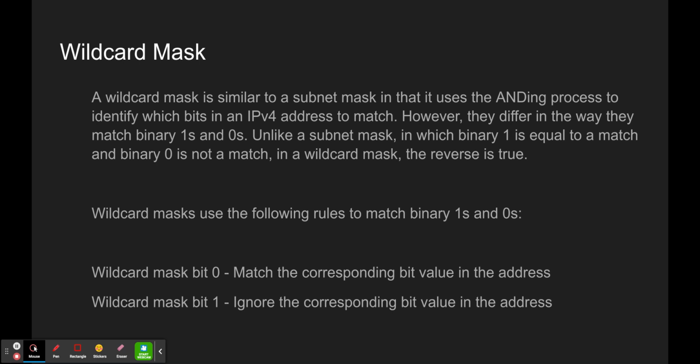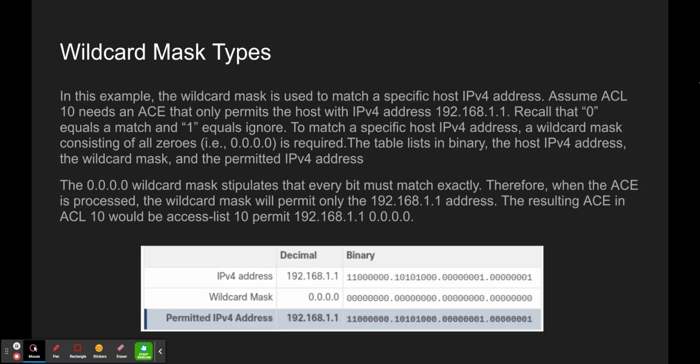A wildcard mask is similar to a subnet mask in that it uses the ANDing process to identify which bits in an IPv4 address to match. However, they differ in the way that they match binary ones and zeros. Unlike a subnet mask in which binary 1 is equal to a match and binary 0 is not a match, in a wildcard mask, the reverse is true. Wildcard masks use the following rules to match binary 1s and zeros. A wildcard mask bit 0 will match the corresponding bit value in the address, and wildcard mask bit 1 will ignore the corresponding bit value in the address.